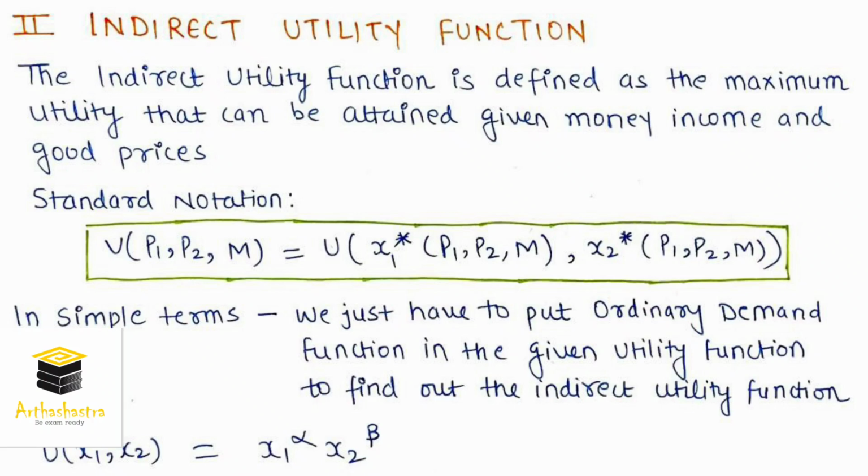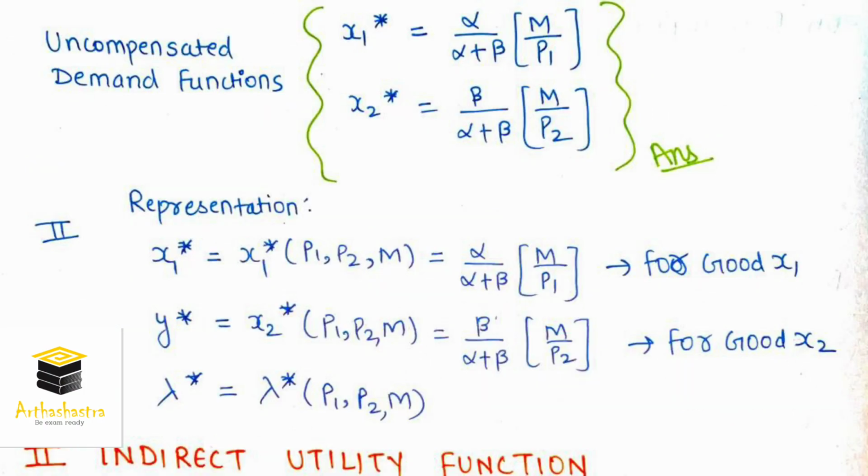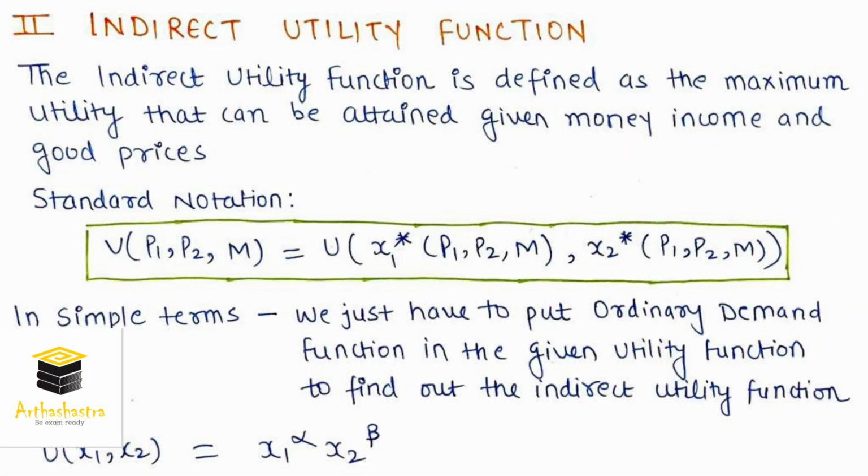We have seen that uncompensated demand functions, or ordinary functions, or Walrasian demand functions, or Marshallian demand functions are functions of price of the two goods and income of the consumer. So, how can we find out the indirect utility function? We just have to put the uncompensated demand functions in the utility function and we will get our indirect utility function. So in simple terms, we just have to put the ordinary demand function in the given utility function to find out the indirect utility function.